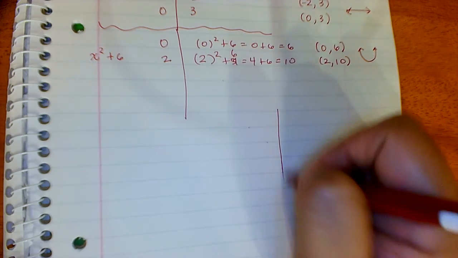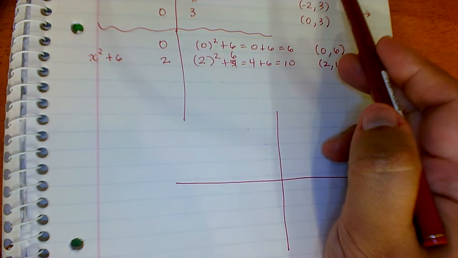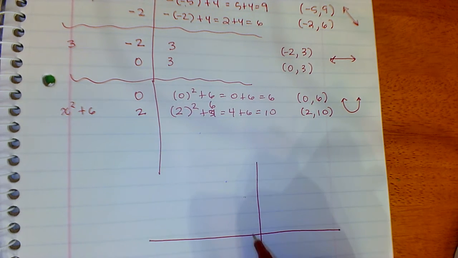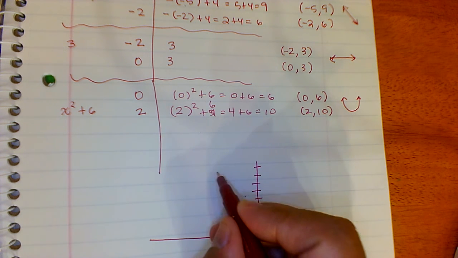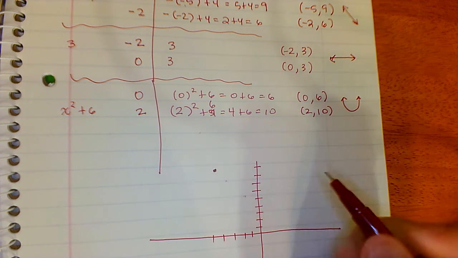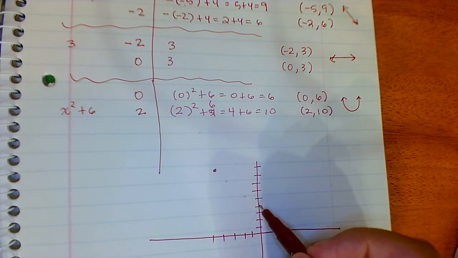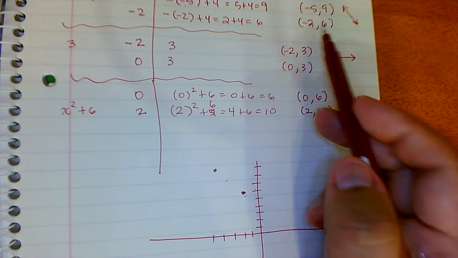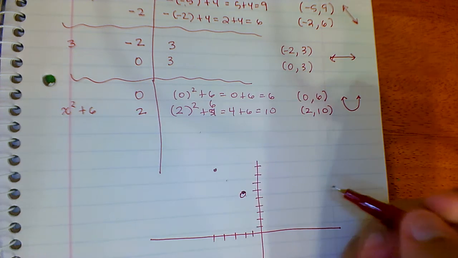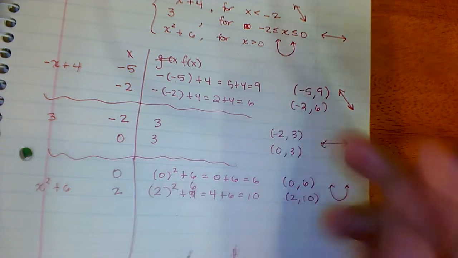So I'm going to go down here. We had the point negative 5, 9. So 1, 2, 3, 4, 5. 1, 2, 3, 4, 5, 6, 7, 8, 9. So about here. Negative 2, 6. So negative 2 up 1, 2, 3, 4, 5, 6. So around here. Oops. And this should be an open circle. Sorry, not a closed circle, because remember it was not defined for it at negative 2, it just said less than negative 2.